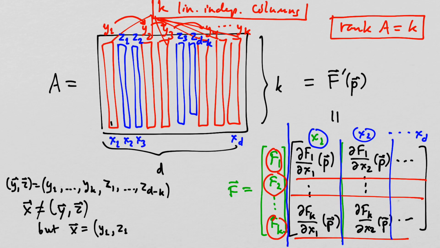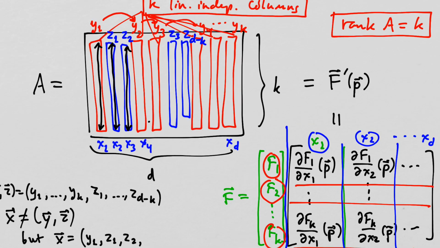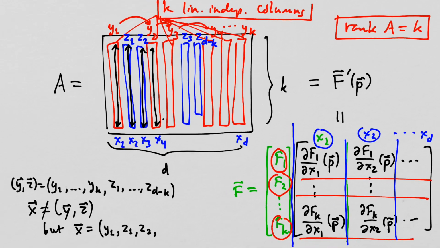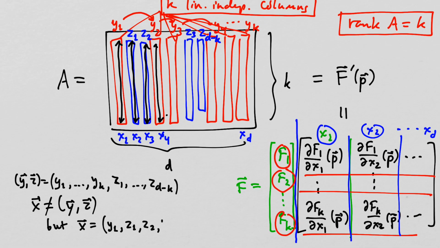So you can see it here. Like this x1 is the same as y1, but x2 is the same as z1. x3 is the same as z2. But then x4 is y2. And so on. So there's some interlacing. That's the point, is that the y's are interlaced with the z's in some particular interlacing order.